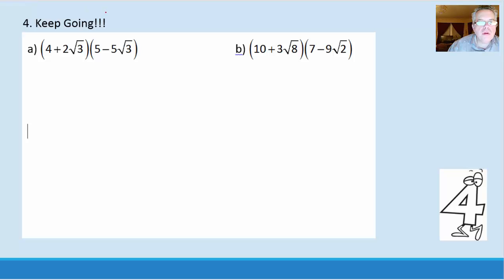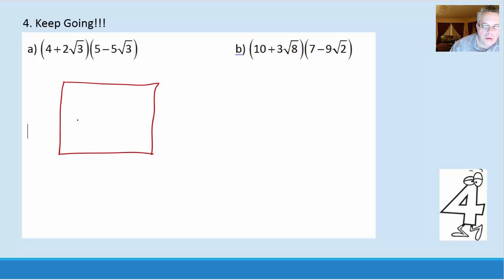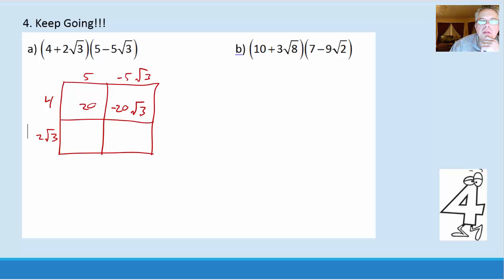I lost my pen here. There we go. All right, so let's draw a big box. We have 4, 2 square root of 3, 5 minus 5 square root of 3. Okay, 4 times 5 is 20. 4 times negative 5 is negative 20 square root of 3. And 5 times 2 is 10 times square root of 3.